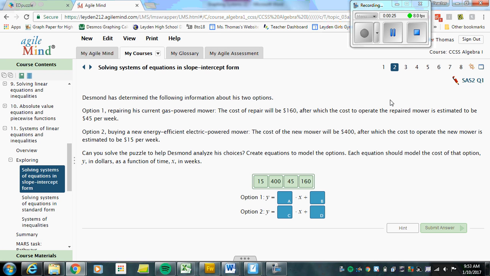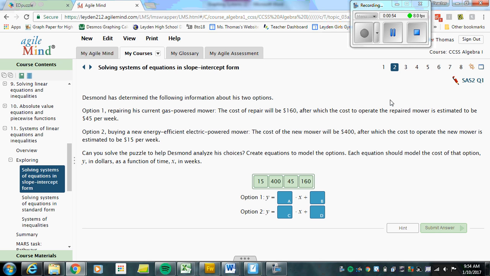Slide 2. Option 1, repairing his current gas-powered motor. The cost of the repair will be $160, after which the cost to operate the repaired mower is estimated to be $45 per week. Option 2, buying a new energy-efficient electric-powered motor. The cost of a new mower will be $400, after which the cost to operate the new mower is estimated to be $15 per week.